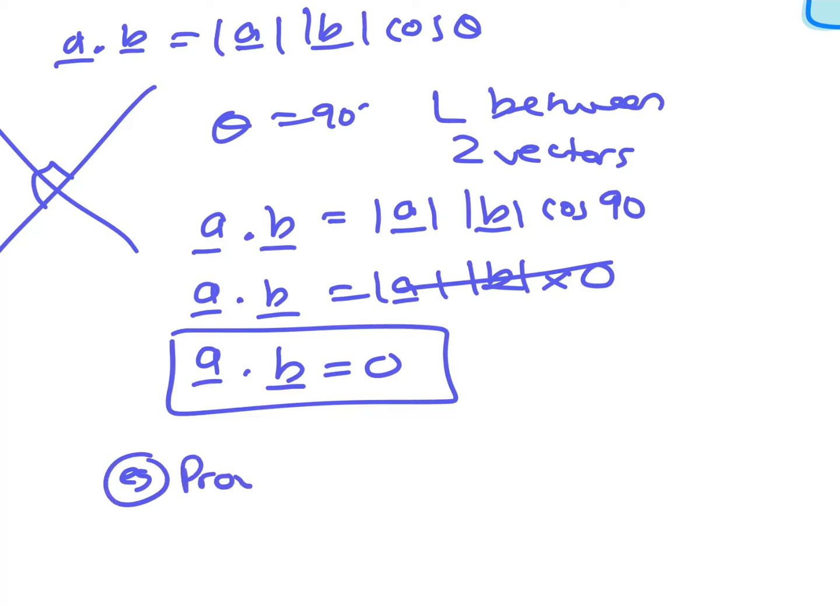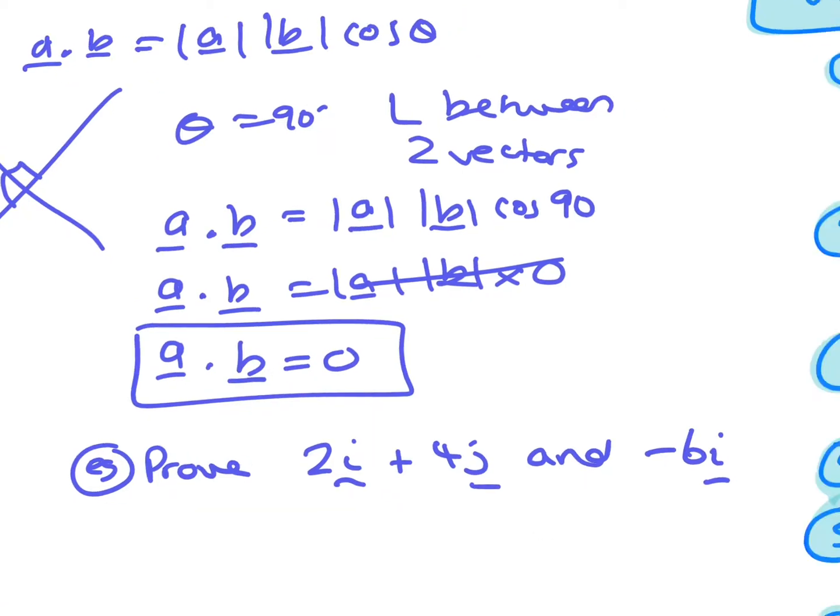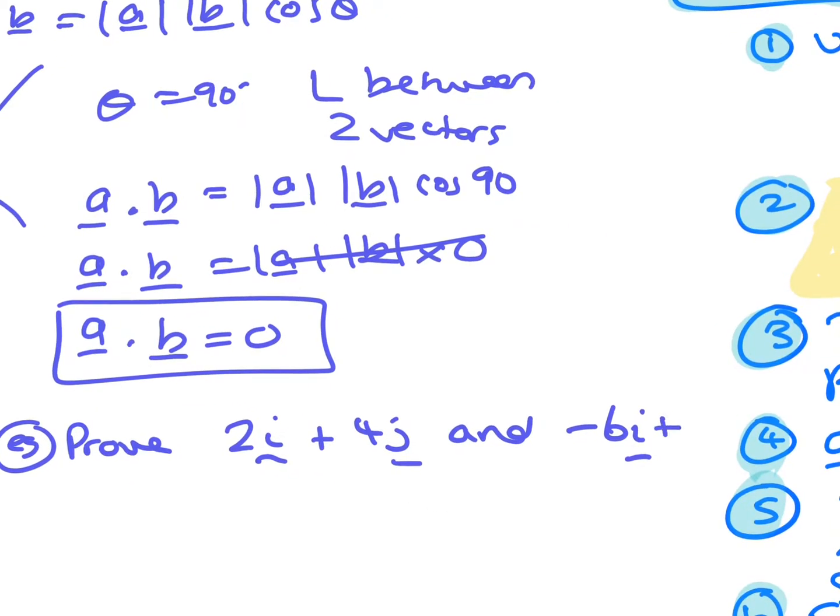So for example, just to prove 2i plus 4j and minus 6i plus 12j, prove that they are perpendicular. Wait a minute, let's get that right. Prove that they are, and we'll just do the symbol perpendicular.